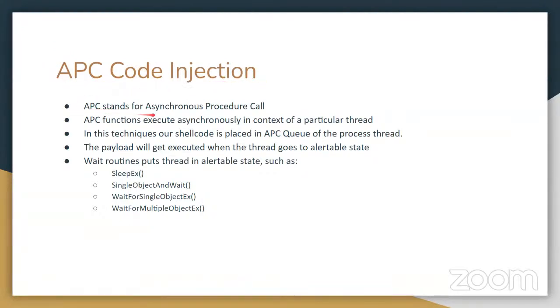APC stands for asynchronous procedure call, which is a really nice feature of the Windows operating system that allows us to place a job in a queue for execution in the context of a particular thread. Basically, in this technique, we are placing our shellcode in the APC queue of the process thread, and whenever this thread enters an alertable state, our shellcode will get executed. Some of the routines that might put the thread in an alertable state are SleepEx, SignalObjectAndWait, WaitForSingleObjectEx, WaitForMultipleObjectsEx, and a few others.